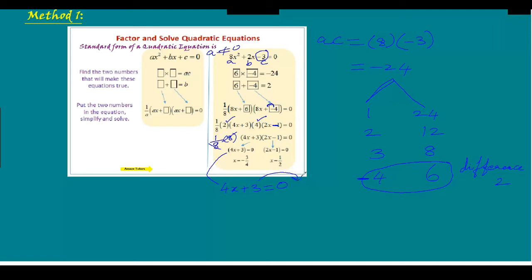3 goes to the other side, minus 3. So 4x equals minus 3. Now when you take 4 to the other side, dividing by 4 will give you negative 3 by 4. That is our first solution.